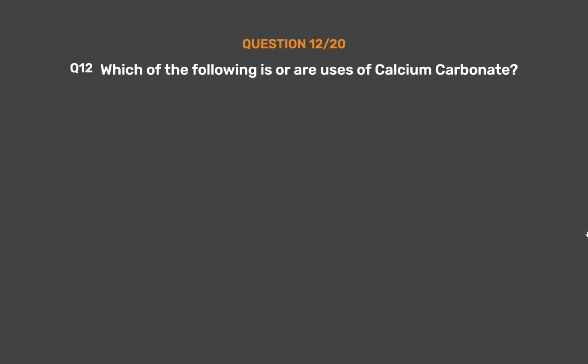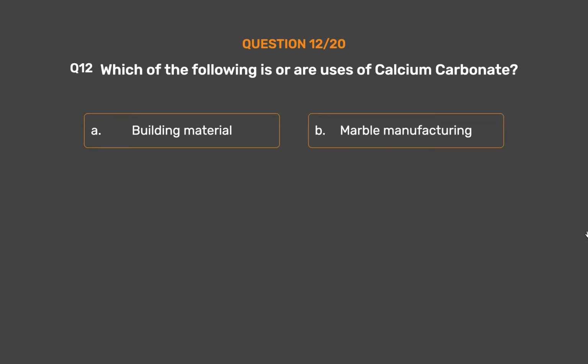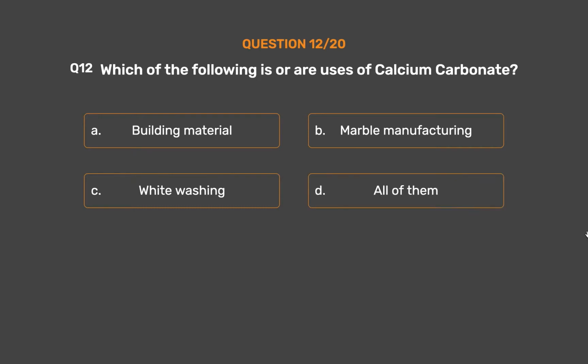Question number 12. Which of the following is or are uses of calcium carbonate? Option A. Building material. Option B. Marble manufacturing. Option C. Whitewashing. Option D. All of them. The correct answer is Option D.